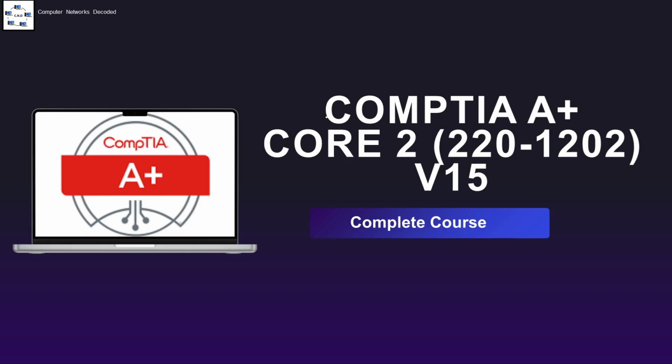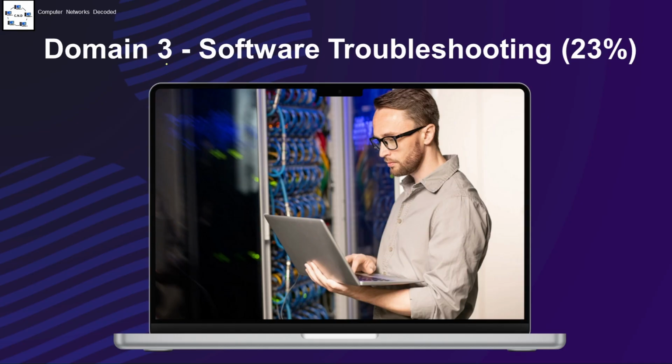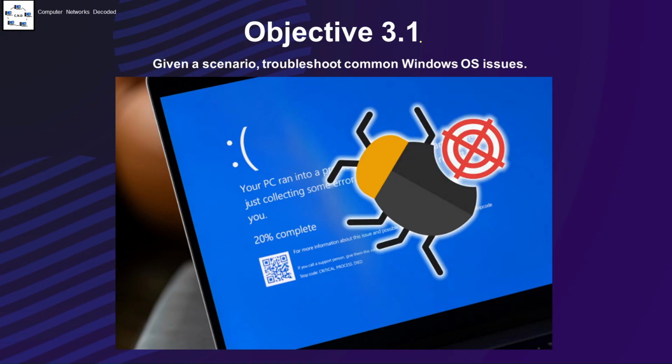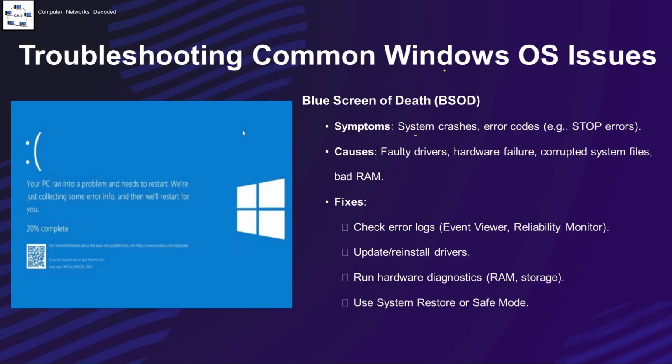So welcome back to our CompTIA A+ Core 2 course. And our domain number 3 is software troubleshooting, and this domain is considerably small as compared to the two previous domains, and it carries a total weightage of 23% in overall course weightage. So let's get started. And our objective 3.1 is given a scenario, troubleshoot common Windows operating system issues.